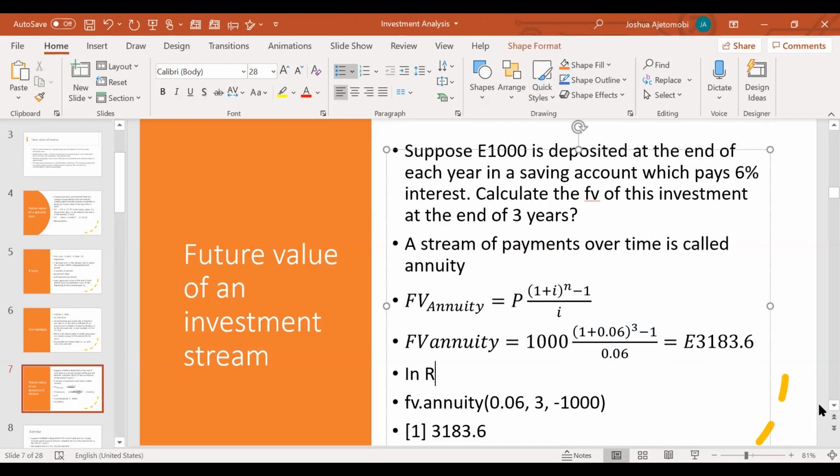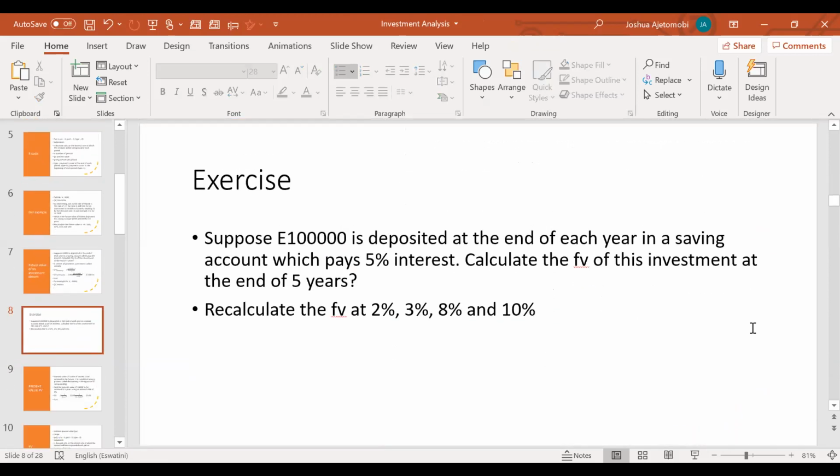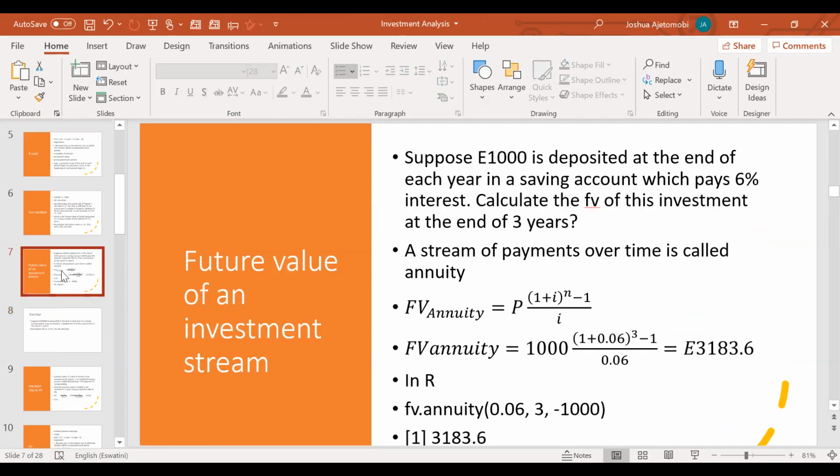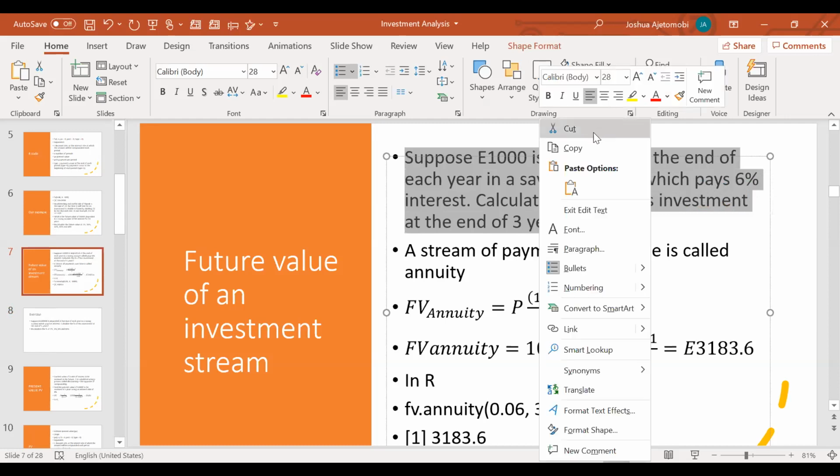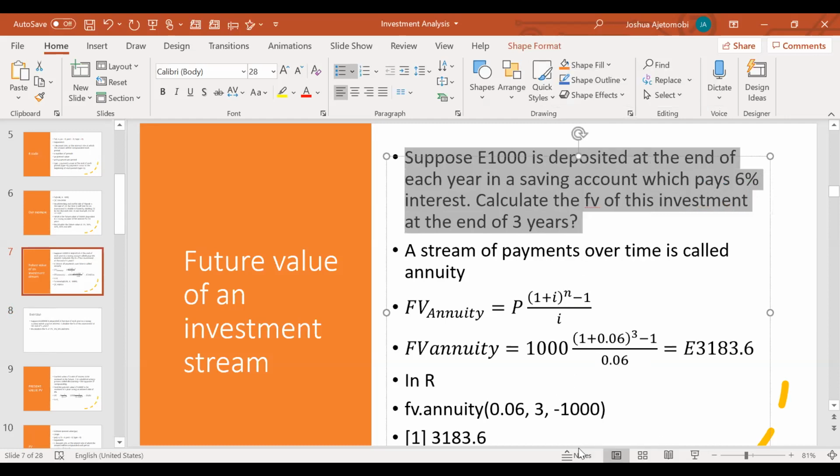If you have done it correctly, it's going to give you 3,186.6. And if you want to use R to do it, it's not FV. The difference now is, since it's annuity, it's going to be FV dot annuity. So let's try to use R to calculate that and be sure you get the same thing. FV dot annuity, then the 0.06. Then 3.